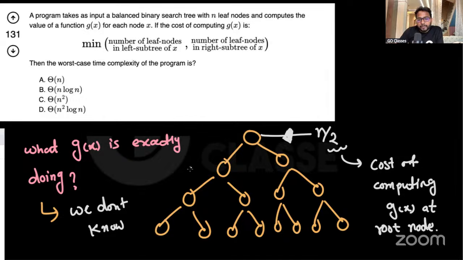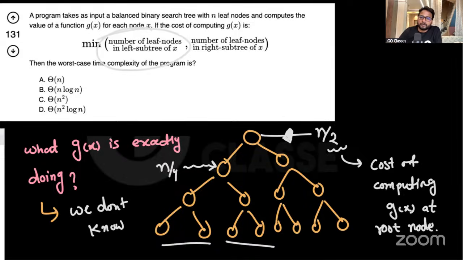Now tell me, what is the cost of computing gx at this node? It is basically the minimum of the number of leaves here and the number of leaves here. Actually, this is n by 4, n by 4. So it will be n by 4 only, since the tree is balanced.